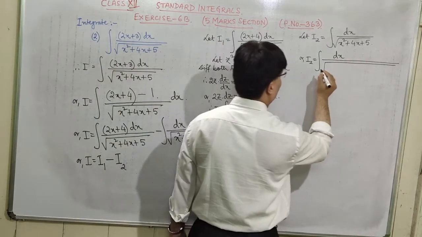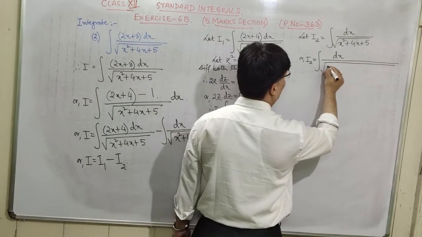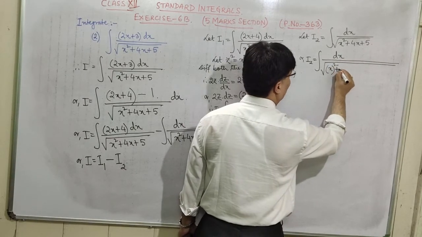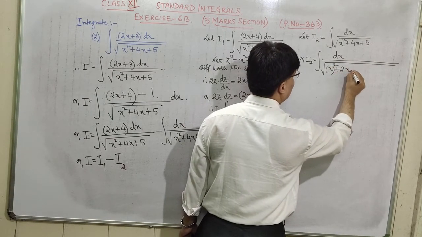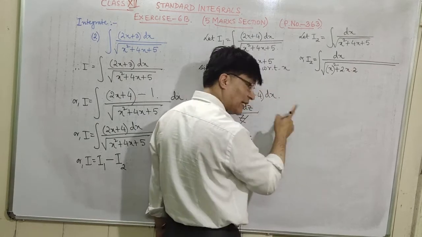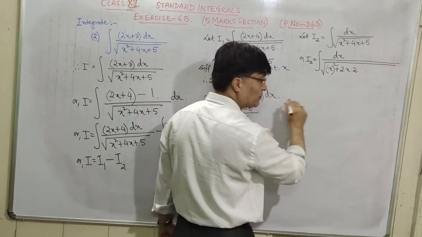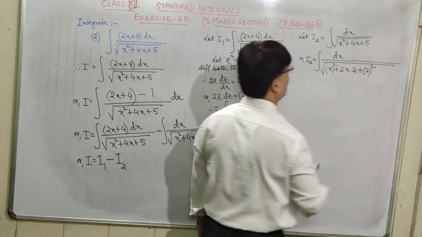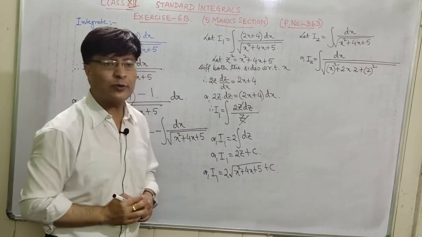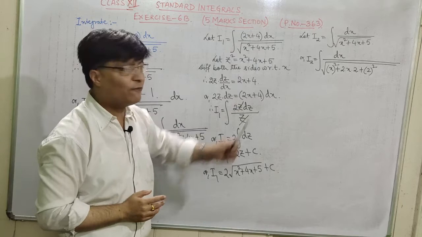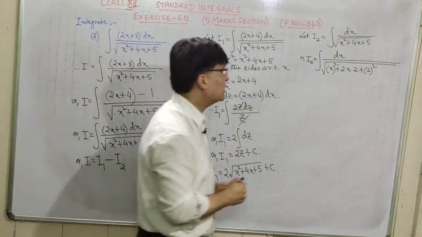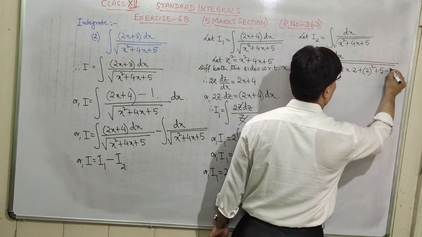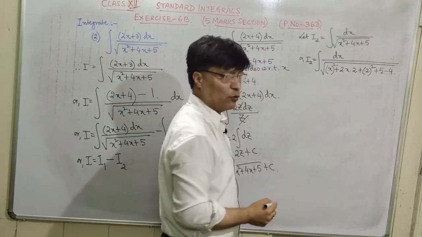So let us convert into the a square plus 2ab plus b square form. What is a whole square? x square plus 2 into x into, what should be the value for b? That is 2, so that it is 4x. Plus, what is b whole square? That is 2 whole square, which is 4. But is there 4? No, you have to subtract it. Here there is 5, so you should write plus 5 first, then you write minus 4.